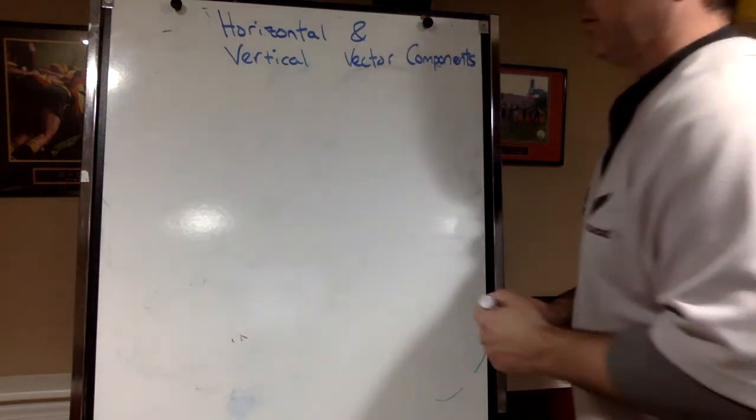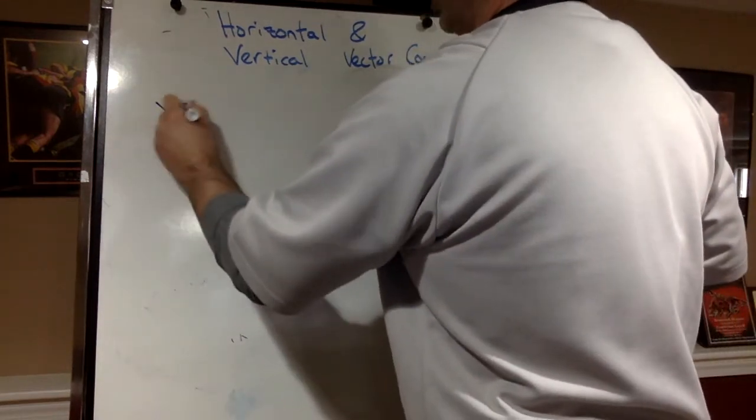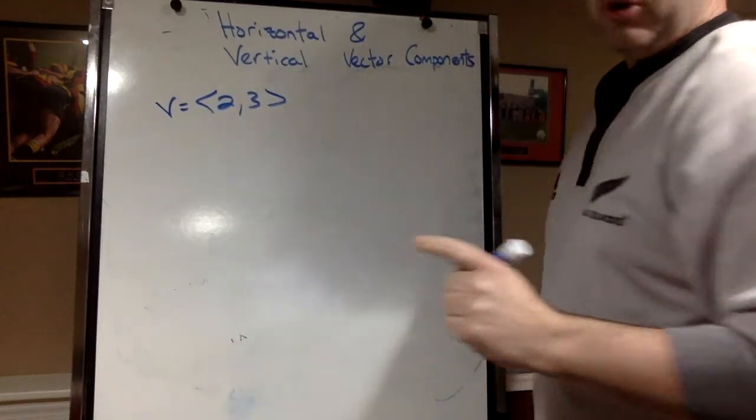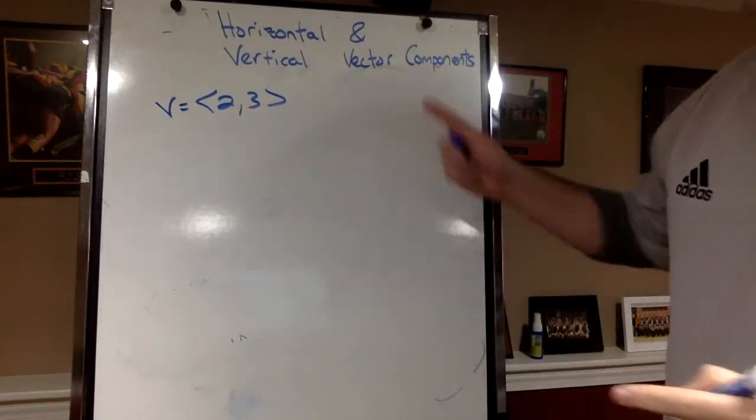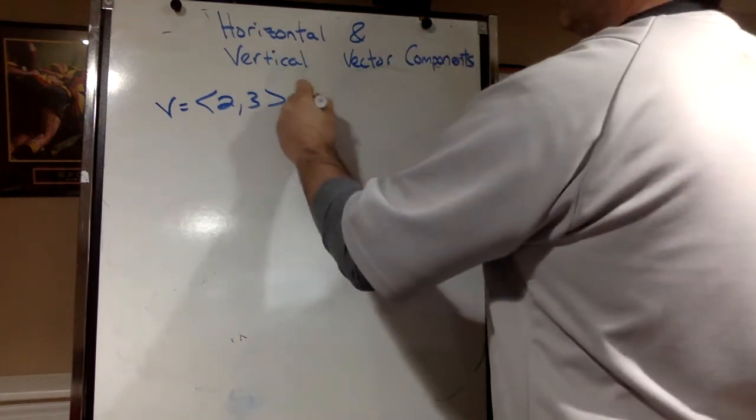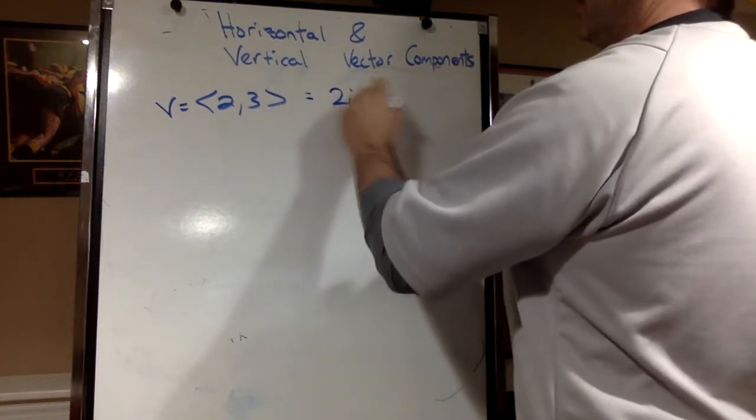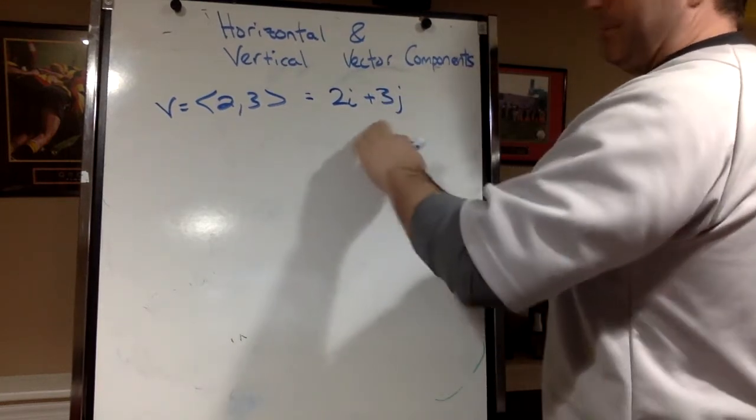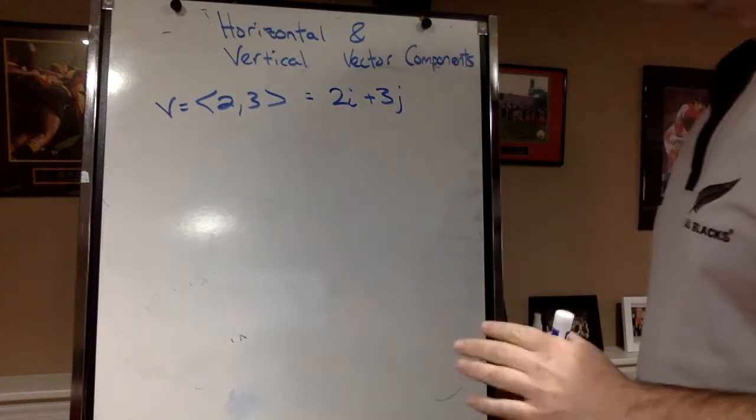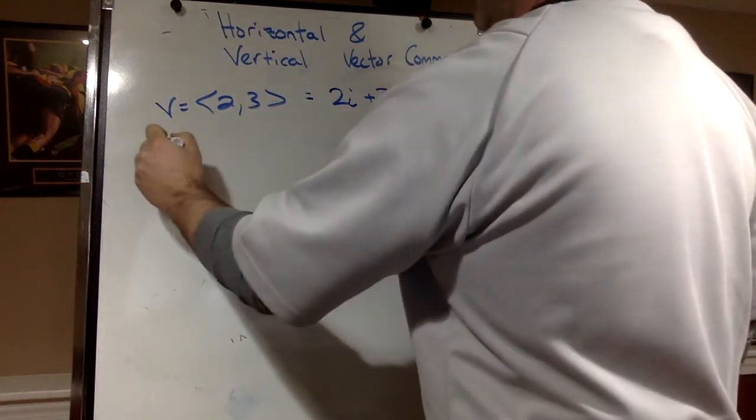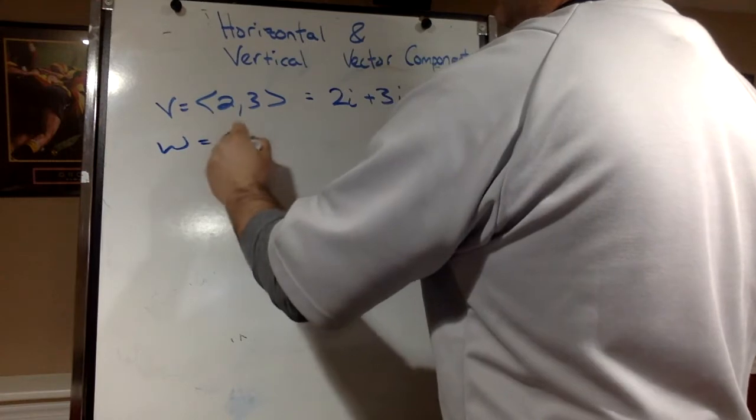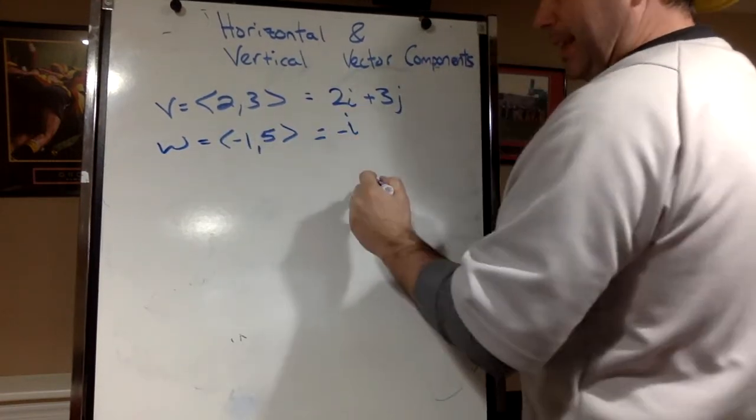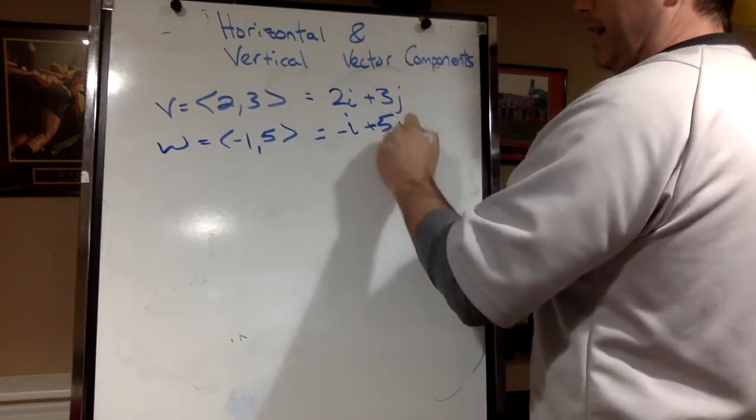This is really simple and easy. Let's say we have a vector v equals 2, 3. X component, Y component. There's another way to write these using horizontal and vertical components. We just say, okay, that's 2i plus 3j. X component, Y component. Means exactly the same thing, just another way to write it. So we could have, let's say, w equals negative 1, 5. Well, that's negative 1i, we'll just say negative i, plus 5j.